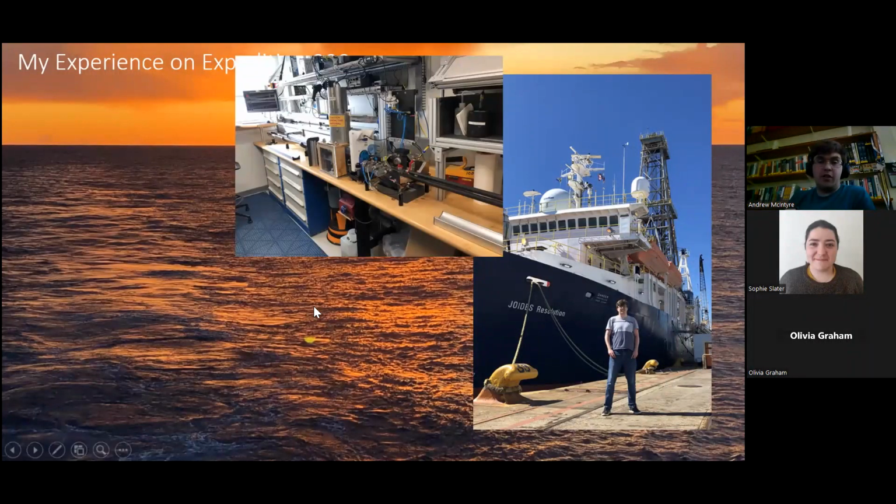But on the ship, you need to remember this is a working lab. I was in the physical properties group, and this shows one of the main track systems that we have to give that first characterization of the cores as they come up. After curation of the cores, we were the first people to get hold of the cores and see what we'd recovered and start to analyze the cores.